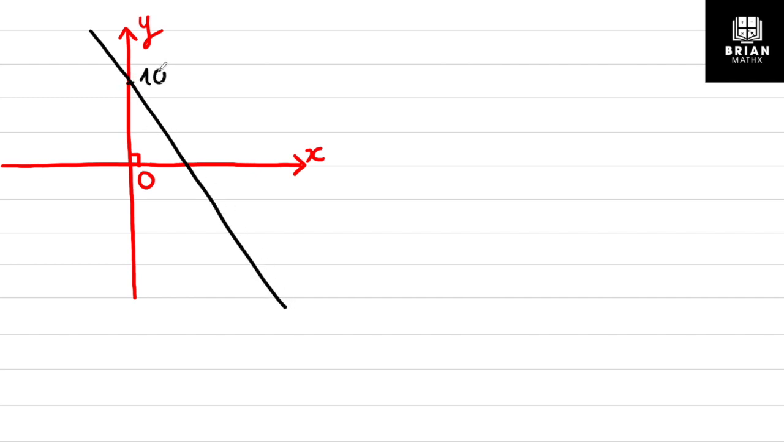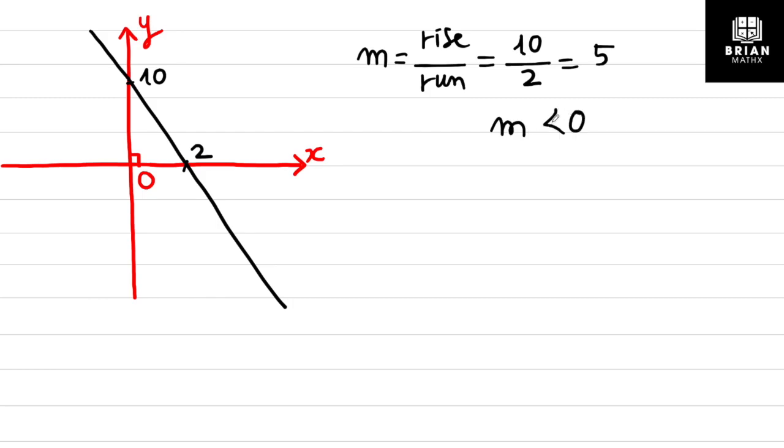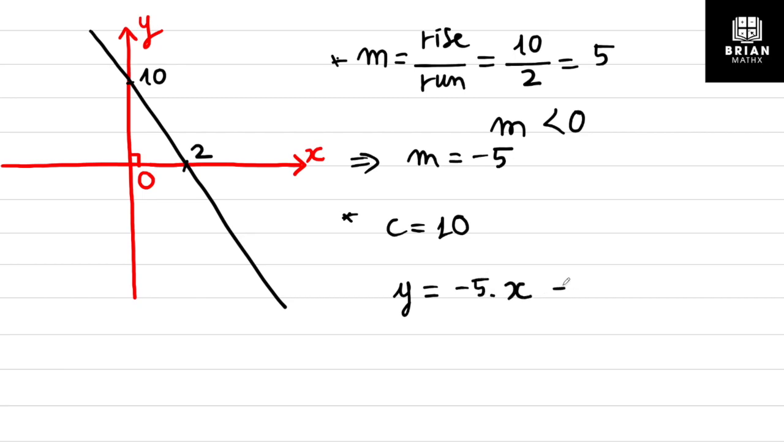You will have here 10 and here 2. How can you find m? M equals rise over run. It means 10 divided by 2 equals 5. But for a decreasing line, m has to be less than 0, so m equals negative 5. Of course, you can find c: the value of c is 10. And that's why the full equation here is y equals mx plus c.